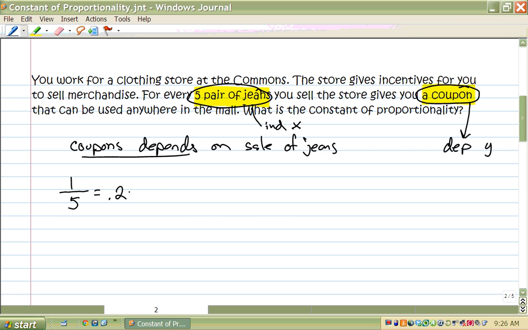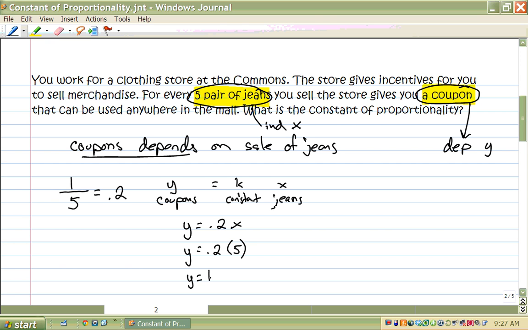So that means that if I were to use that equation before, I would have y, which is the coupons, is going to be equal to k, which is our constant, times x, which is the jeans that I sell. So I have y is equal to 0.2x. To prove to you that this works, if I took 0.2 times 5, in other words, I sell 5 pair of jeans, then this should be equal to 1. And you do it in your calculator, and hey, it works.